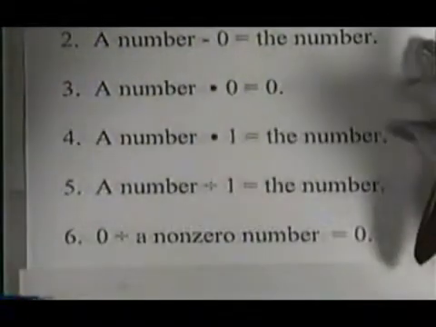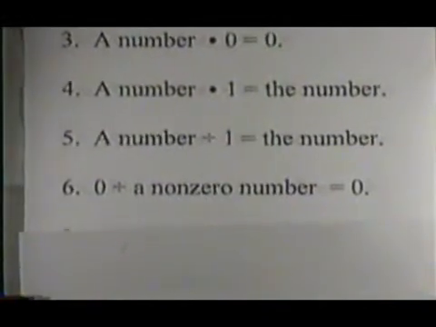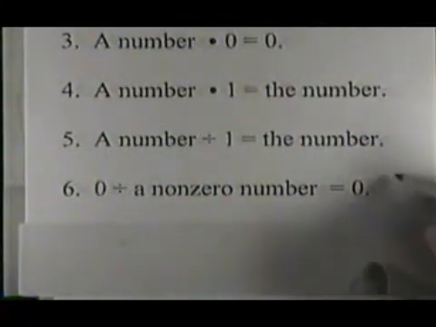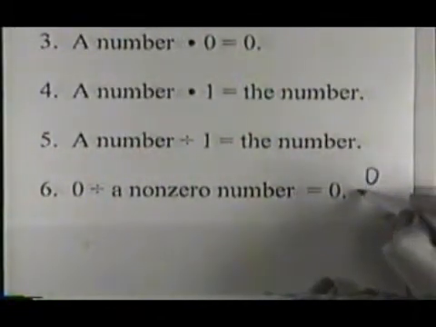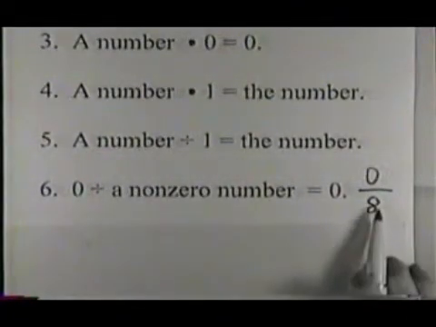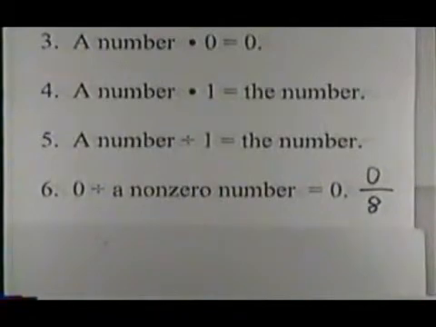Now the properties involving 0 and division are interesting. Okay, number 6. 0 divided by a non-zero number is equal to 0. Okay, when that's written in the form of a fraction, that means 0 on top. So for example, 0 over 8. Okay, this is a non-zero number. That simply means it's not 0. This whole thing would be equal to 0. Okay, so 0 on top of division would be 0.